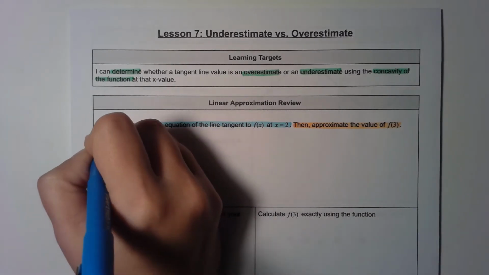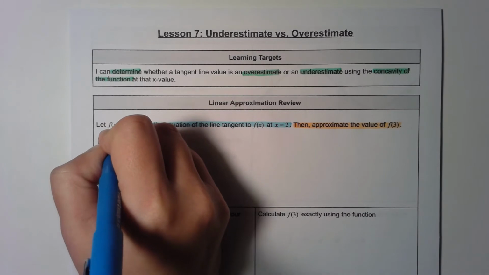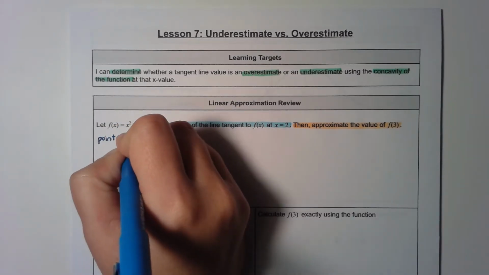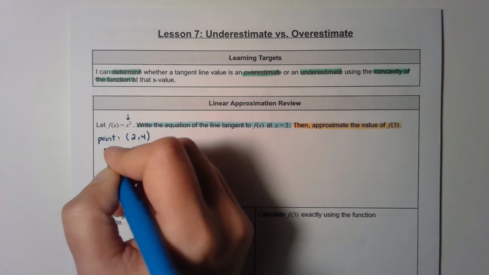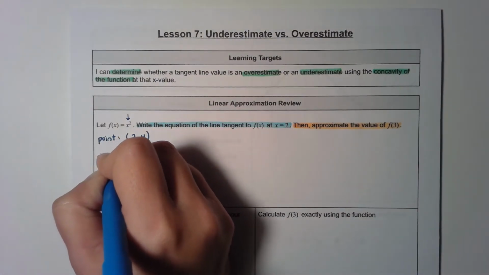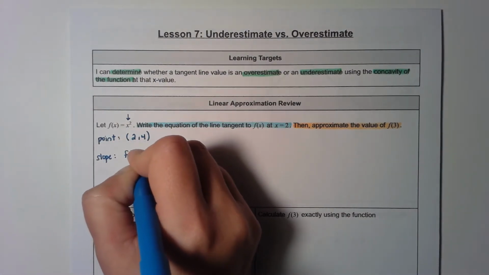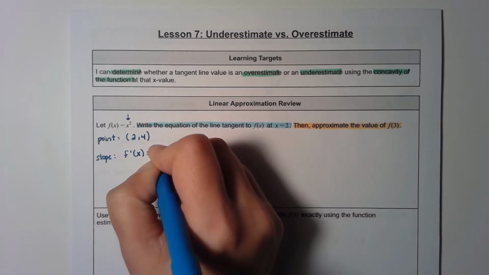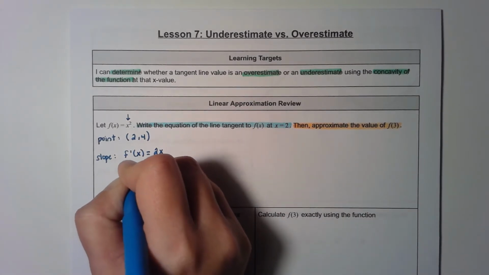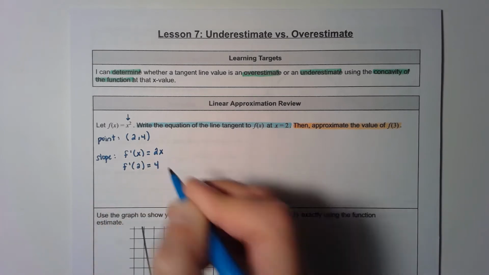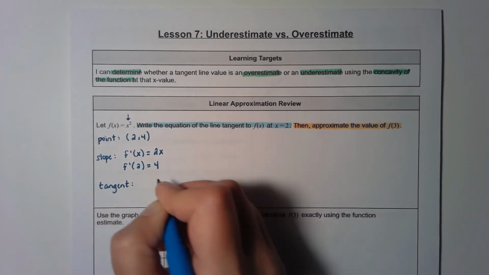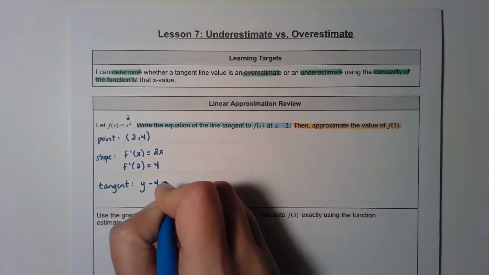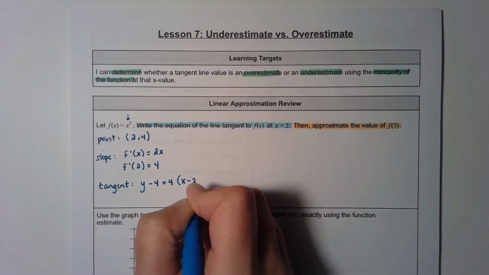So my point here would be the point (2, 4), and I'm finding that by taking the x equals 2 and substituting it into the original function. My slope would be the derivative because I'm writing the equation of a tangent line. So step number 1 is find the derivative, which would be 2x. And if I plug in the number 2, I get 4 for my slope, which means I can write the equation of my tangent line. So I'm going to have y minus 4 equals 4 parentheses x minus 2.